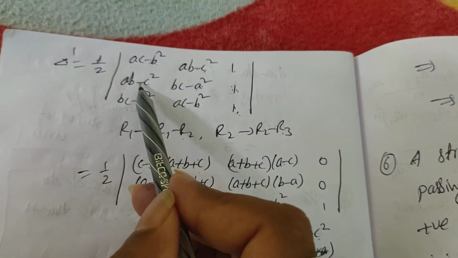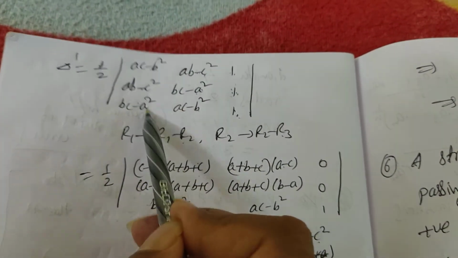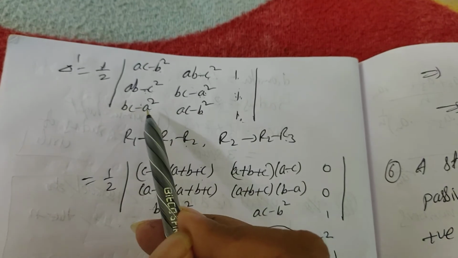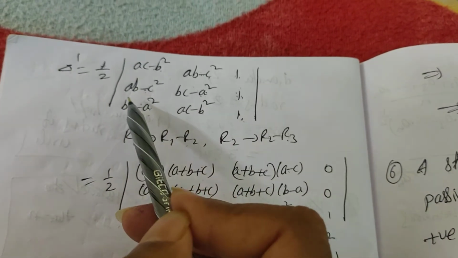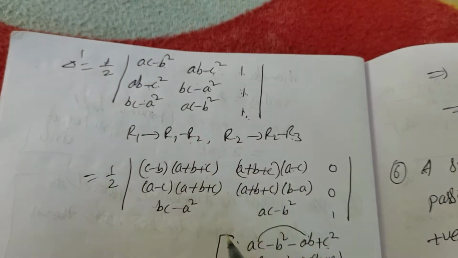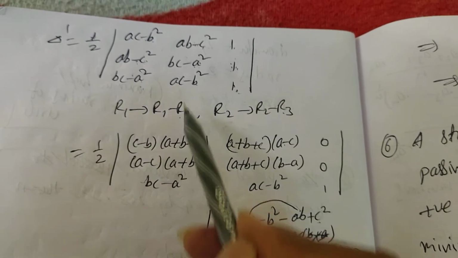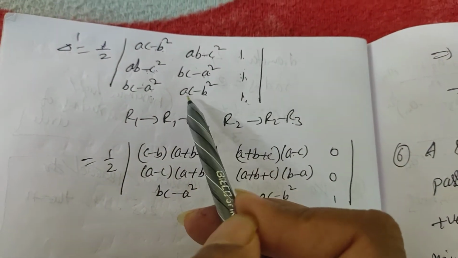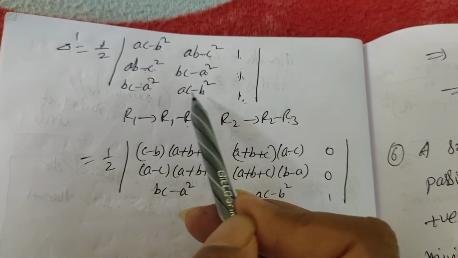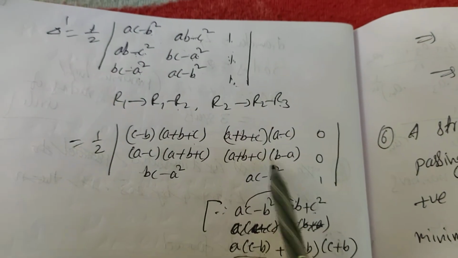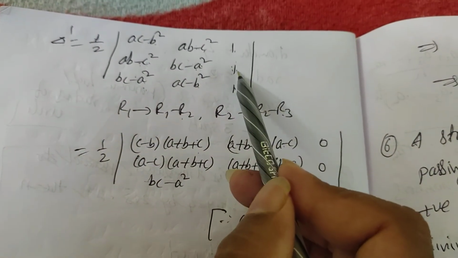Next R2 minus R3, so subtract this one from this one, ab minus c square minus of bc minus a square, that gives the same answer, a plus b plus c into a minus c. This procedure if you apply. Next one, bc minus a square minus of ac minus b square means a plus b plus c into b minus a. So this one. Next 1 minus 1 becomes 0.